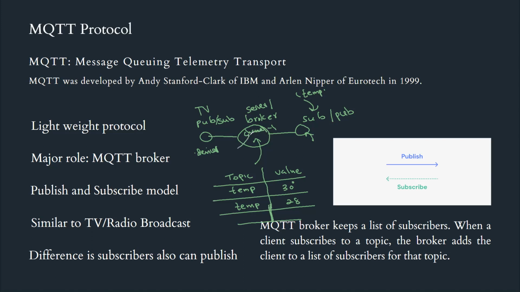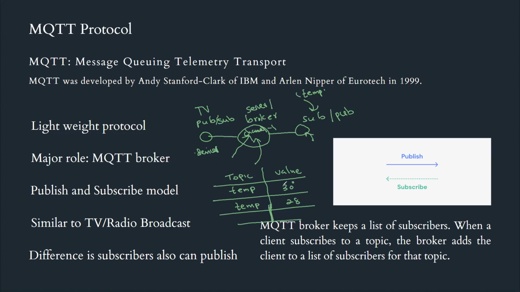However, in the protocol, the standard name used is topic. So we don't use the word channel. Normally we use the term topic. So we consider that the MQTT broker has a list of all the topics and the values related to that topic stored inside the broker.